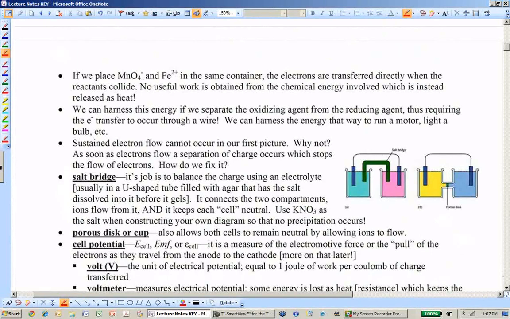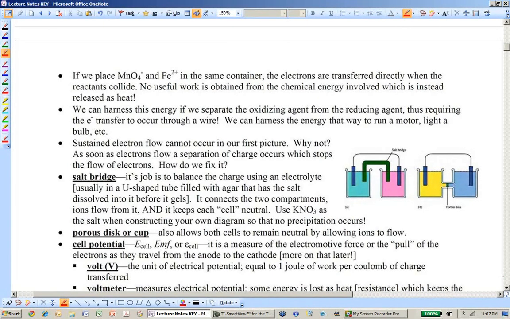So now, talking back to the electrochemistry of it, if we place that permanganate ion and iron 2 ion in the same container, the electrons are going to be transferred directly when the reactants collide. Well, that's no fun because we can't get any useful work out of that. We cannot exploit that concept into making our lives better. We want useful work from this situation.